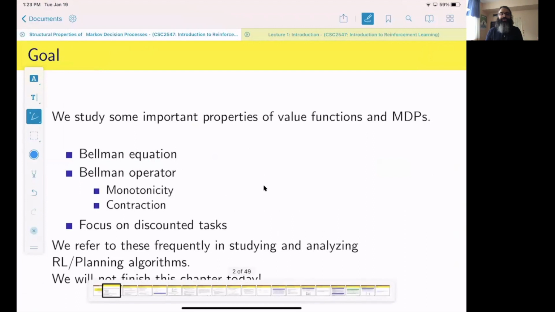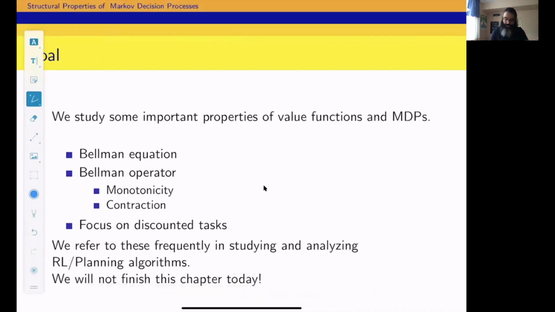Specifically, we talk about something known as the Bellman equation, which is very important in all the theory of MDPs and RL. We also talk about something called the Bellman operators, and some special properties of them called monotonicity and contraction, which are used in many basic proofs of why certain things are true, but also in designing algorithms that are guaranteed to work. So these are important concepts.